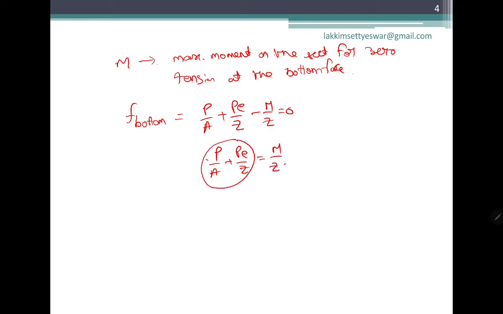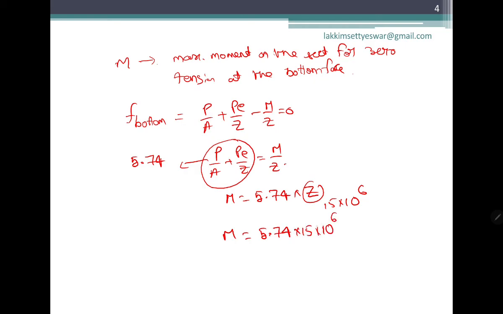So this value we just now calculated, 5.74. M is equal to 5.74 into Z. Z value is 15 into 10 power 6. So M is equal to 5.74 into 15 into 10 power 6. So M is equal to 86.1 kilonewton meter. So this is the answer. This is the maximum moment on the section for zero tension at the bottom face.